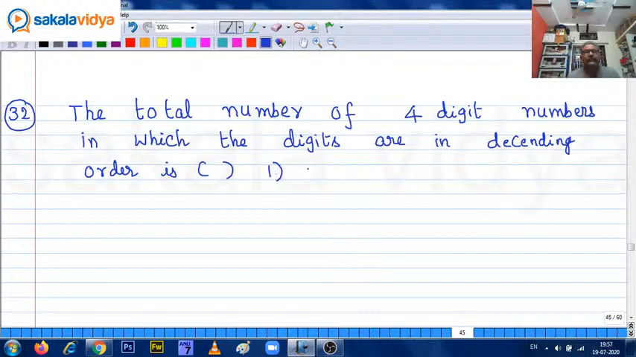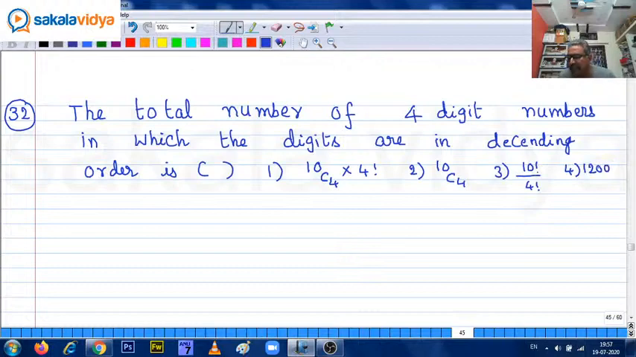First option 10C4 times 4 factorial. Second option 10C4. Third one 10 factorial by 4 factorial. Fourth one is 1200. Anybody? What is the answer? Do you expect the answer?